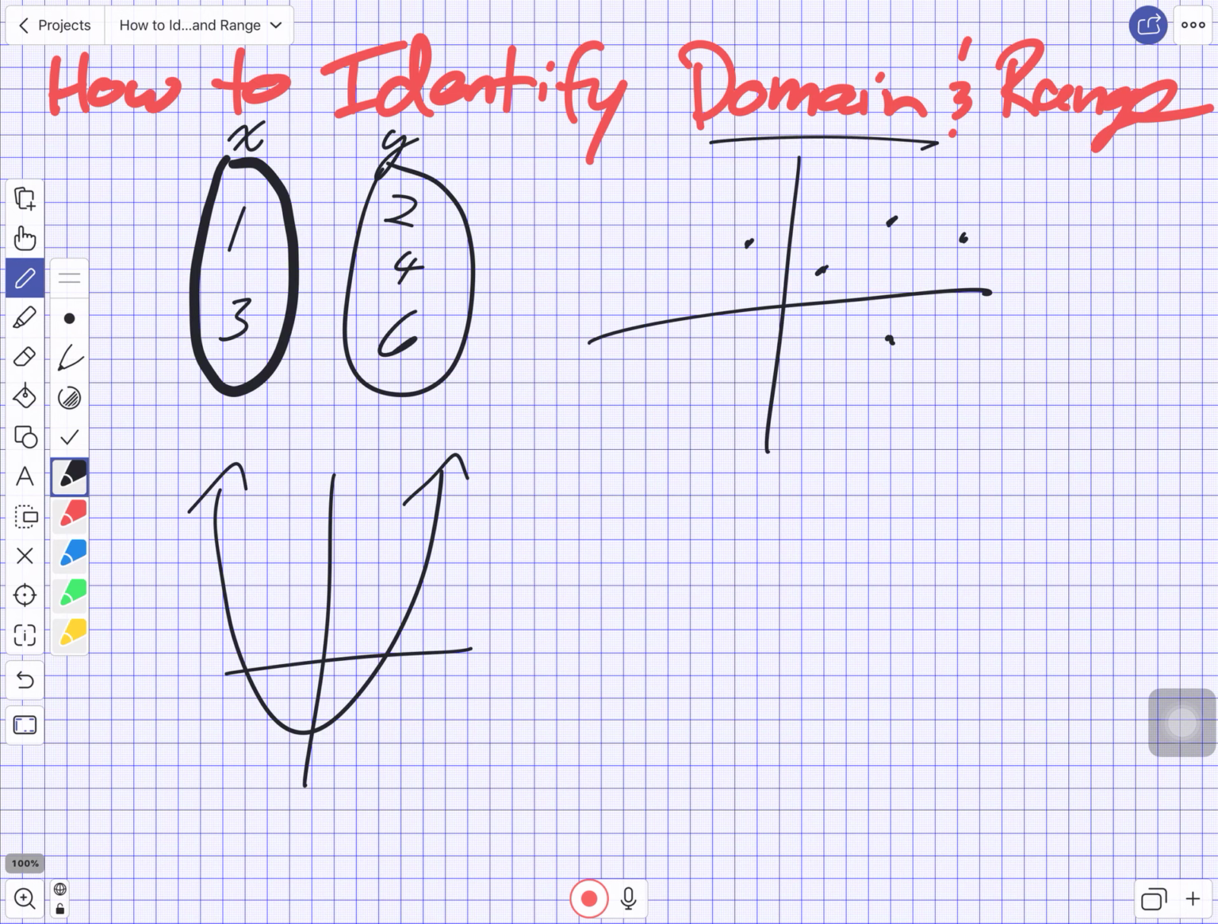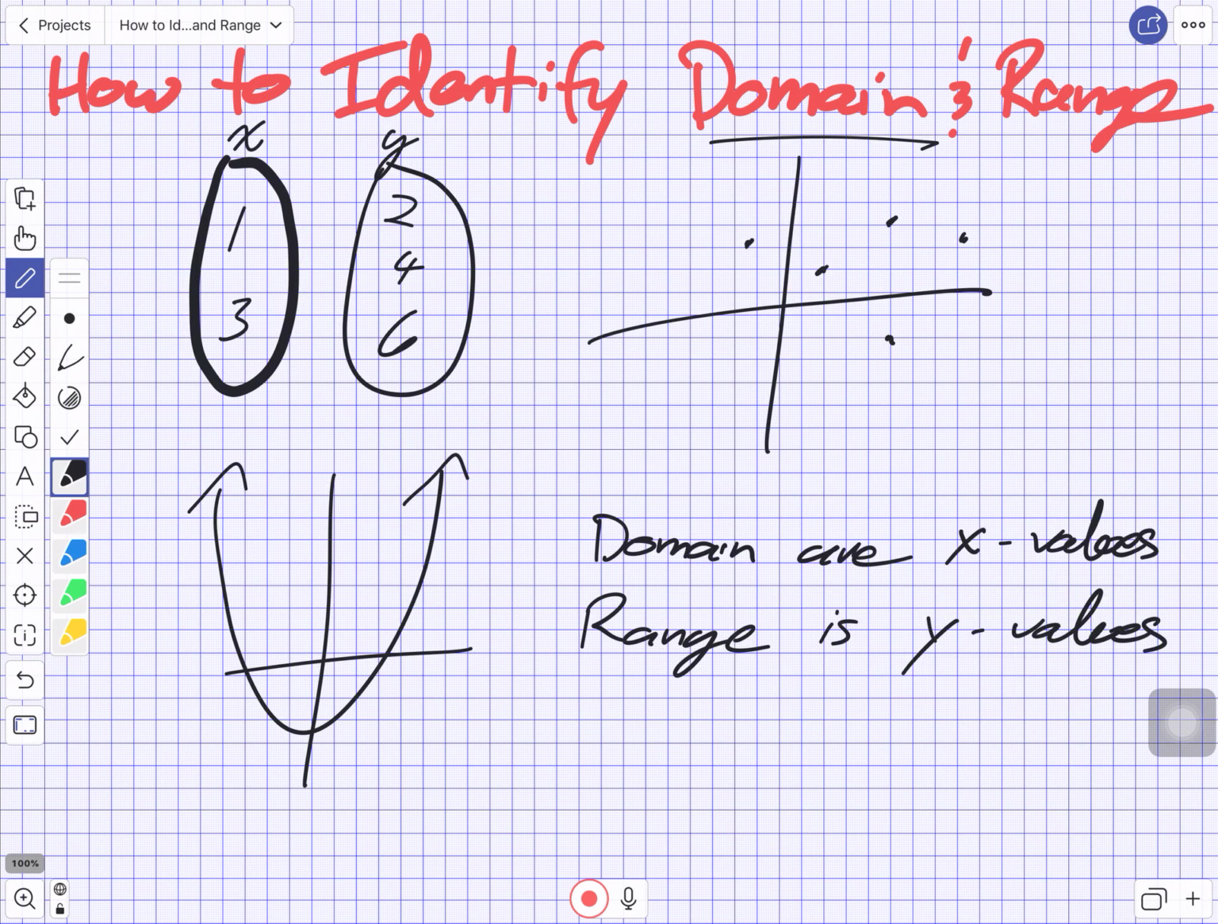Domain are x values. So how can we represent all the x values in something? In the range, you put the y values. So depending, actually, on whether it's continuous.